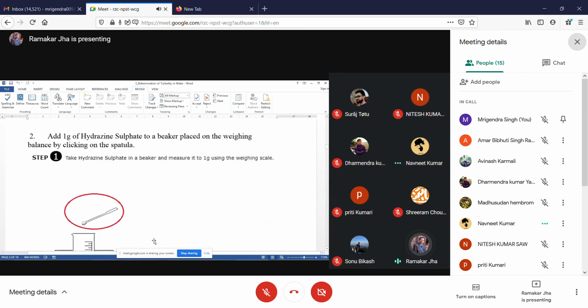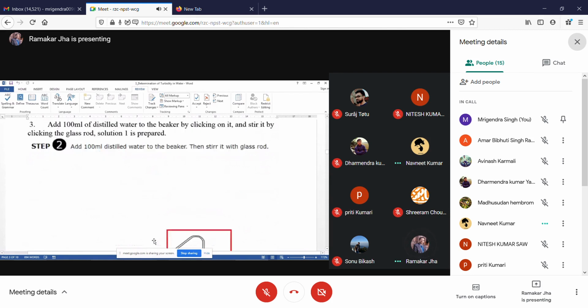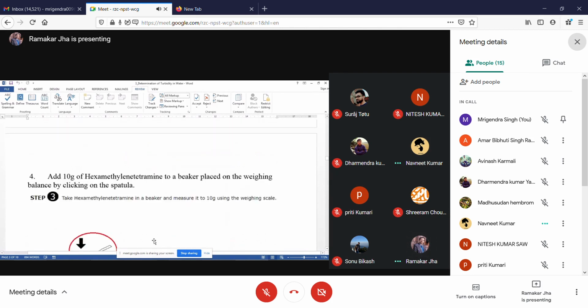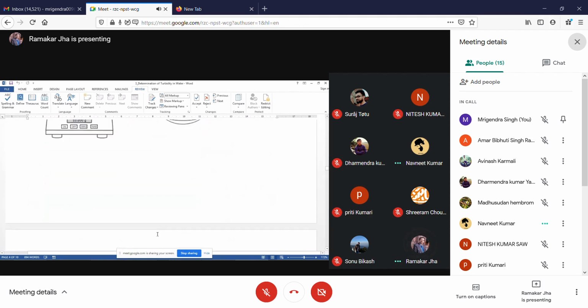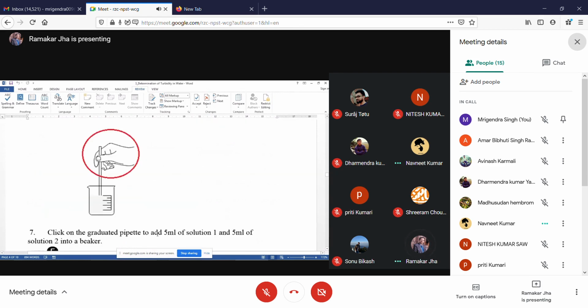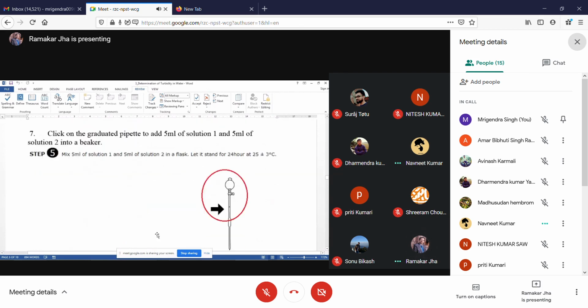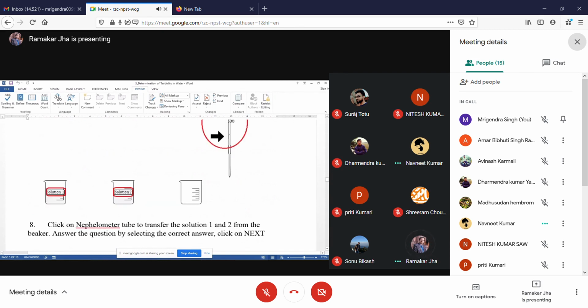So, hydrazine sulfate, solution 1. Second one is hexamethylenetetramine. This we have taken in the other beaker, and this is solution 2. We made it again with distilled water. Now these two solutions are mixed in equal amounts.